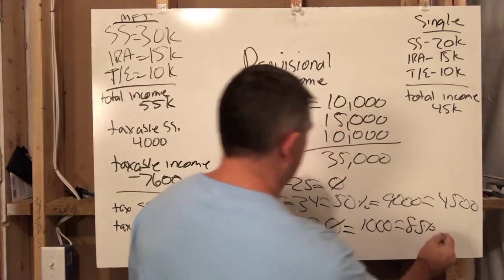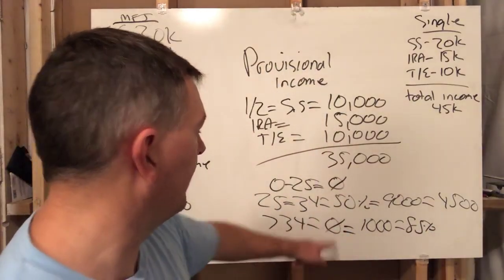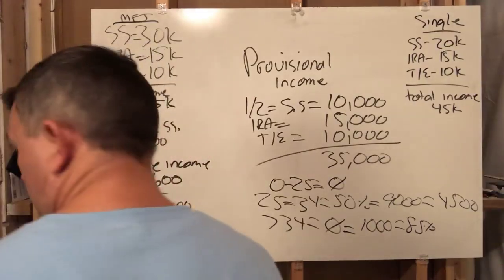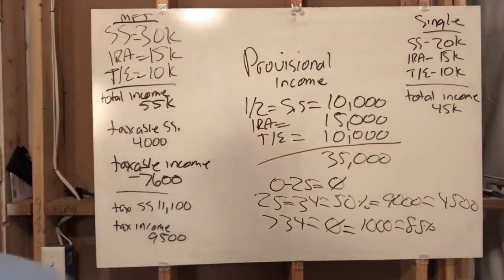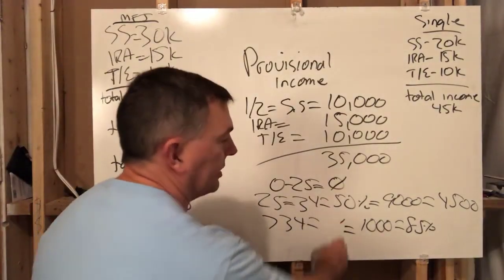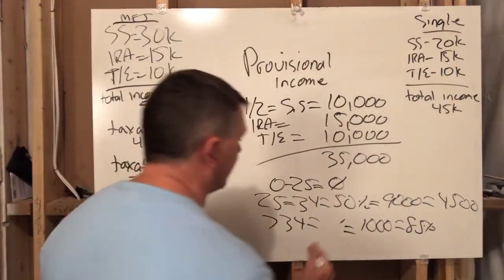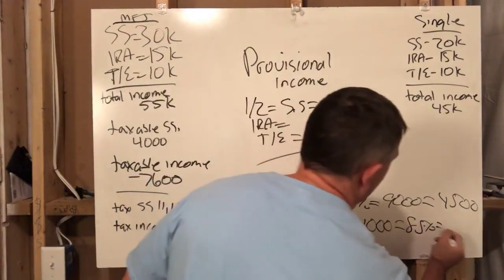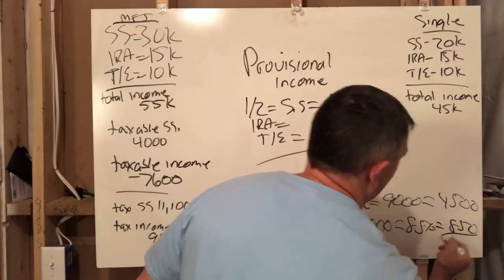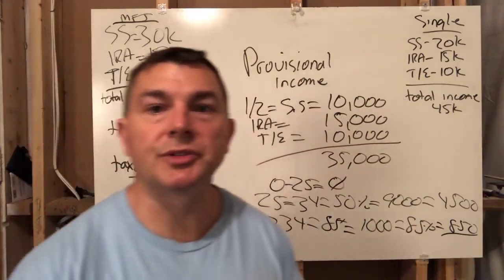85% of that is subject to tax. Oops, I should put 85% there. Let me just erase that. 85% of the third provision, this is called the third provision, is subject to tax, which is $850. So how much of our Social Security is taxed?